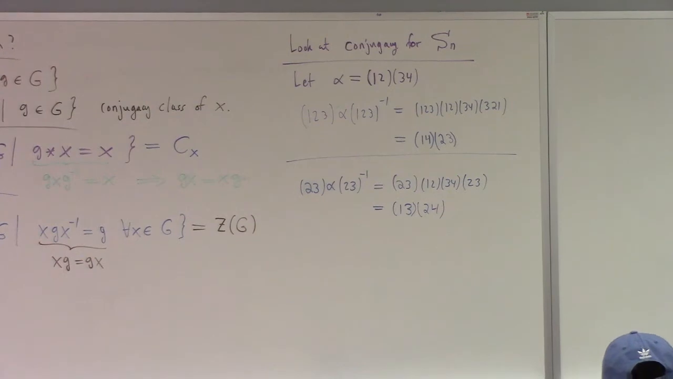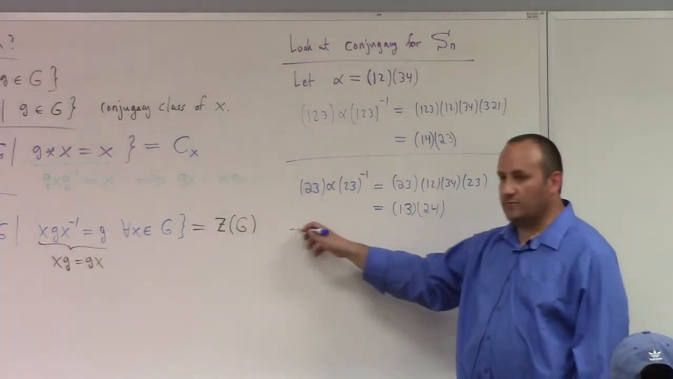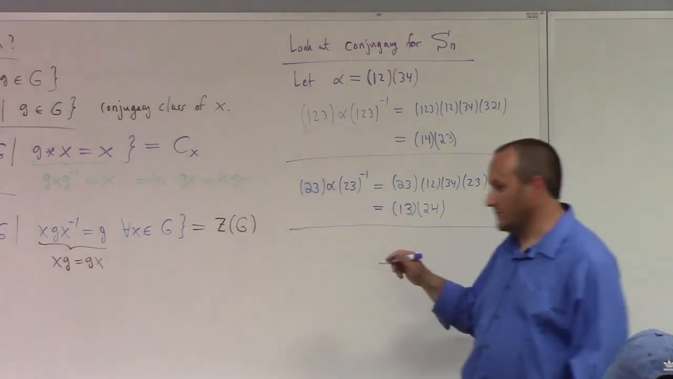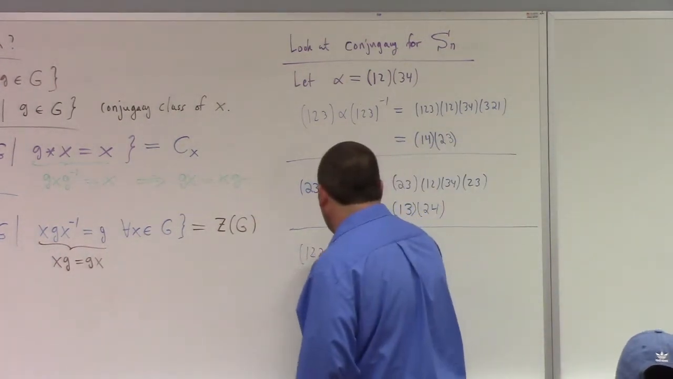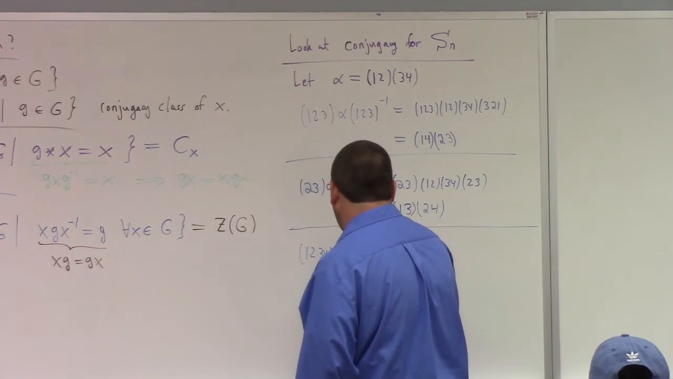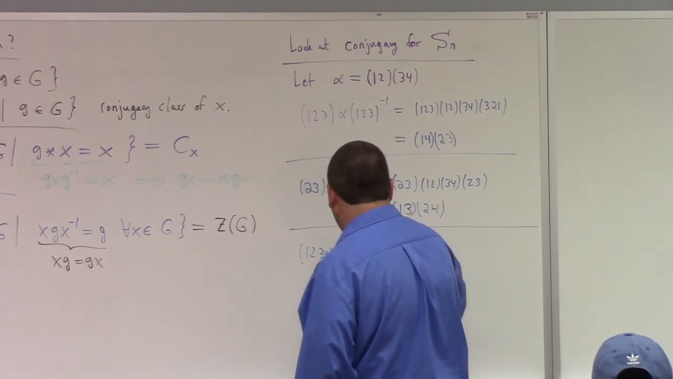All right, can you guys think of anything else in S4 I should maybe try to conjugate by? What if I did, we could do (1 2 3 4), right? Let's try that one. (1 2 3 4) alpha (1 2 3 4) inverse, which would be what?